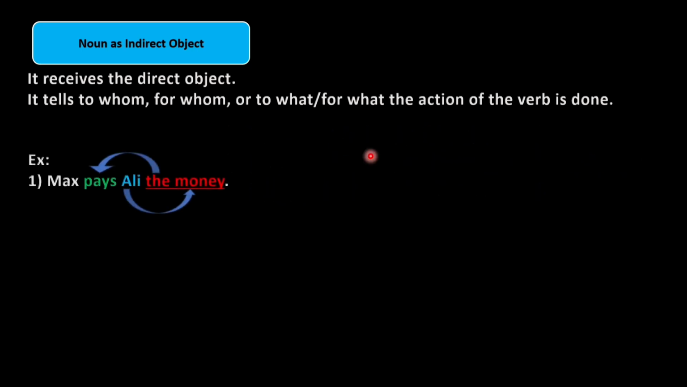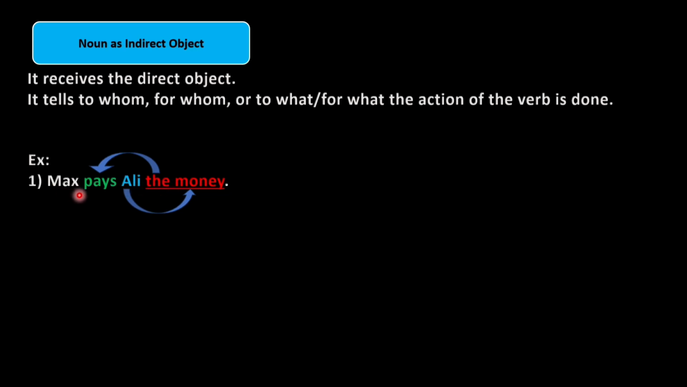So here we have some examples, like: Max pays only the money. Max is a noun and its function is subject, pays is the verb here, only is a noun here, and the money, there is a modifier, the, and money is here. So okay, where is the direct and where is the indirect object? We have two nouns, only and money.